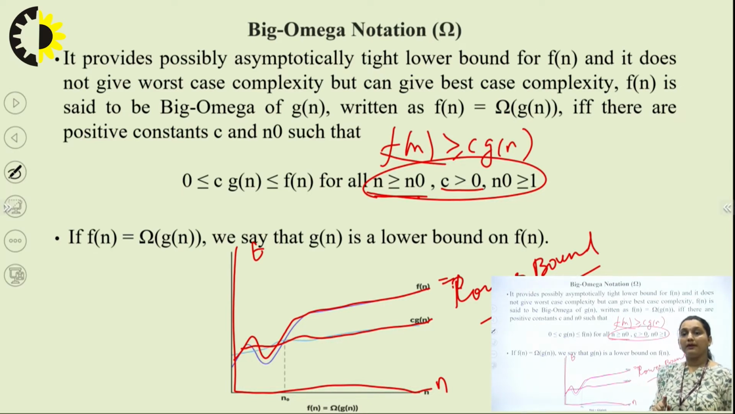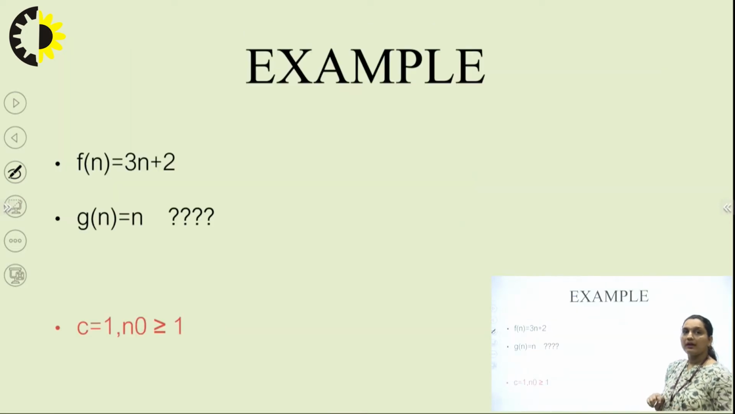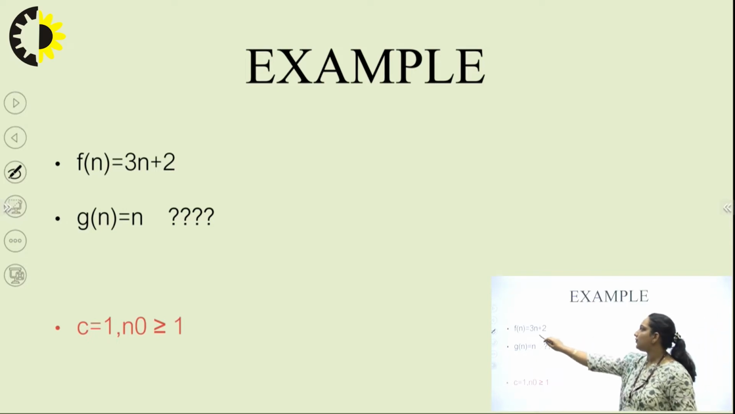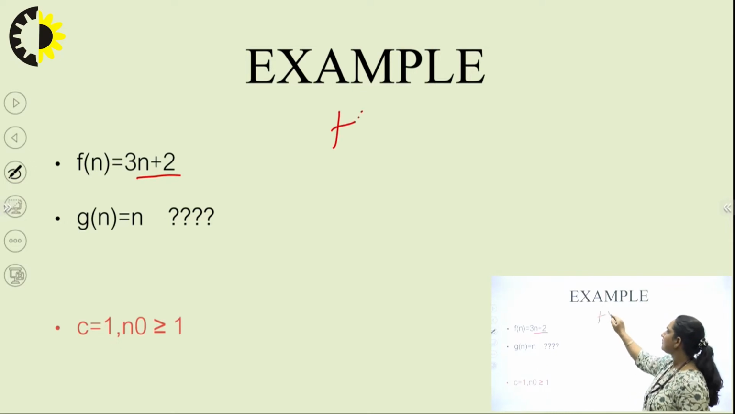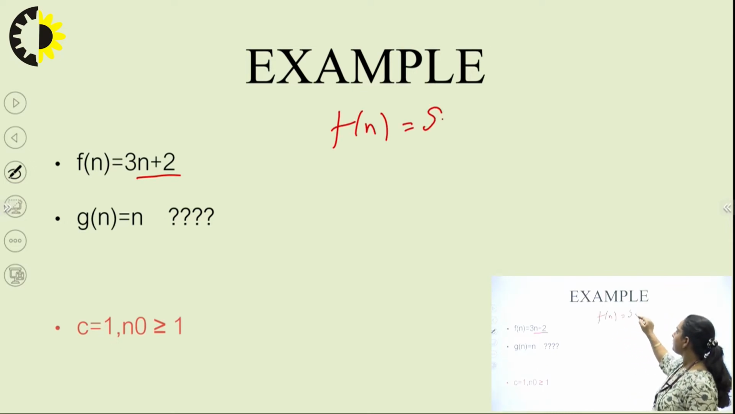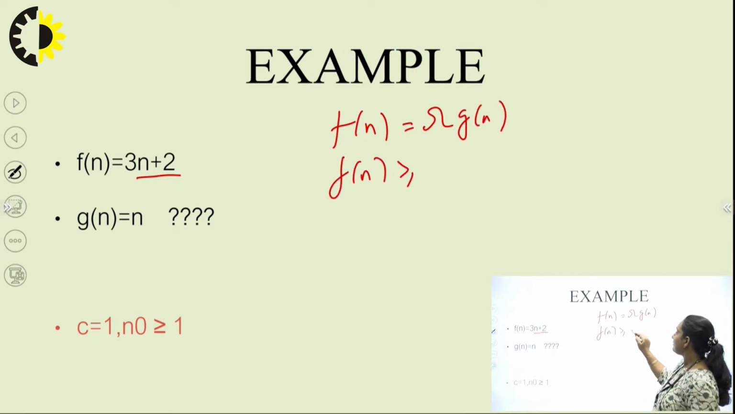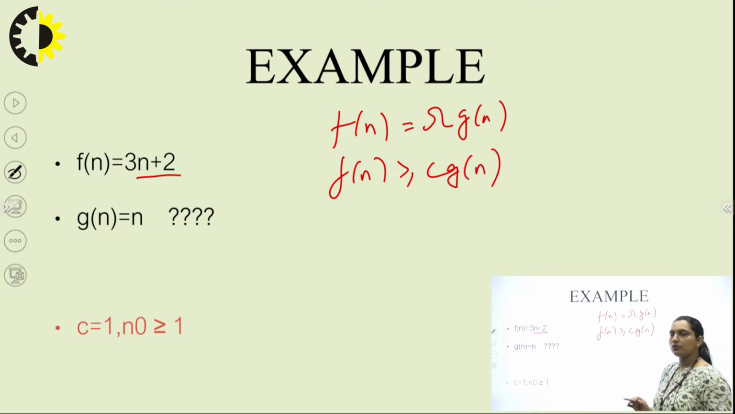In big O we are giving a tighter bound. This is a worst case scenario. It runs in this time complexity. The same question arises here when we have an f of n function and a g of n function. f of n is 3n plus 2. So we have to check: is this function omega of g of n? Then we have to check whether f of n is greater than or equal to c of g of n, where c is greater than 0 and n naught is greater than or equal to 1, and n is greater than or equal to n naught. Fine. So this is 3n plus 2.